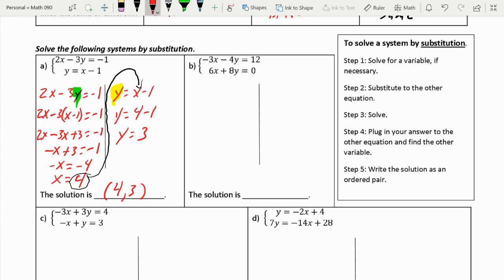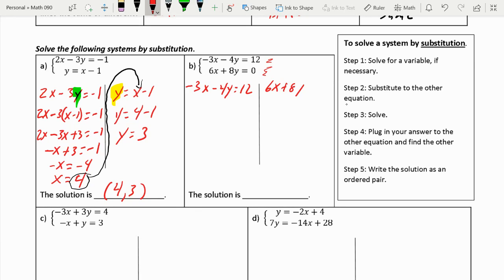Now let's look at B. Again, you'll notice neither one of them has a variable by itself, so we have to do that. That's going to be your job. 3x minus 4y is equal to 12.